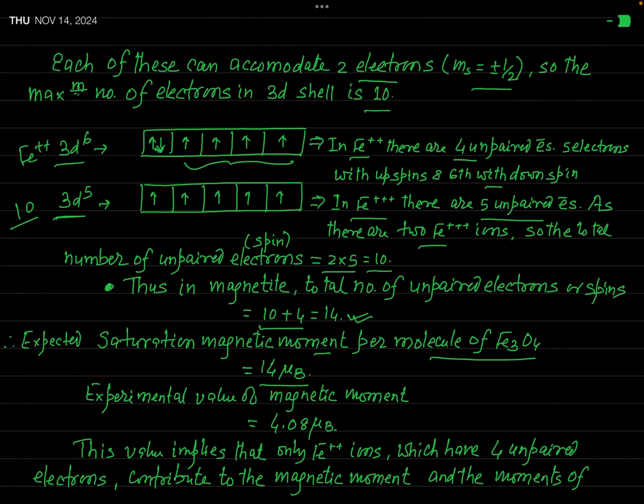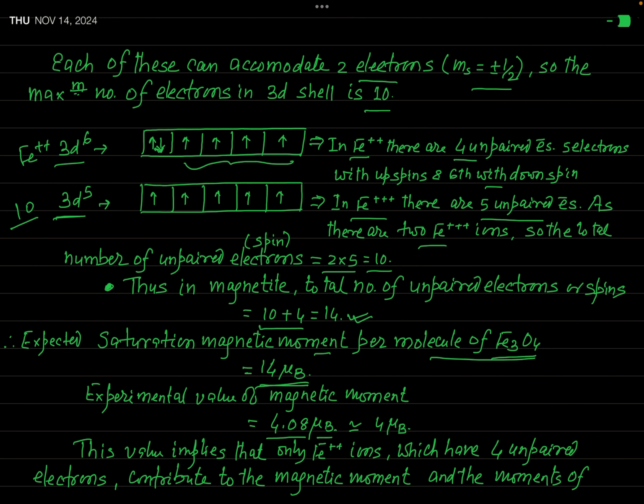But what is the experimental fact? What is the experimental result? Actually, the experimental result does not agree with this expected saturation magnetic moment of 14 mu b. The experimental result shows that the magnetic moment of a molecule of Fe3O4 is equal to 4.08 mu b, not 14 mu b. So this is almost equal to 4 mu b.